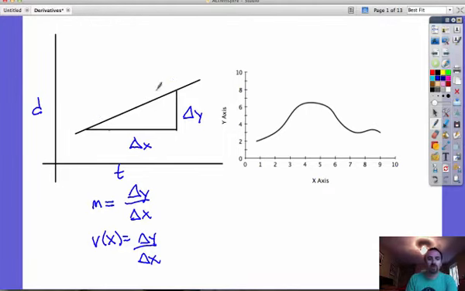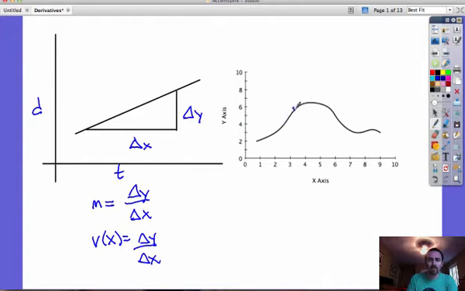But of course, objects don't move that way. It's pretty rare, except in a vacuum, that objects are going to move at a constant rate. In practice, we have things that speed up and slow down and stop and go backwards. We have things that go up and down and up and down. So we need to look at speed in terms of a realistic function.